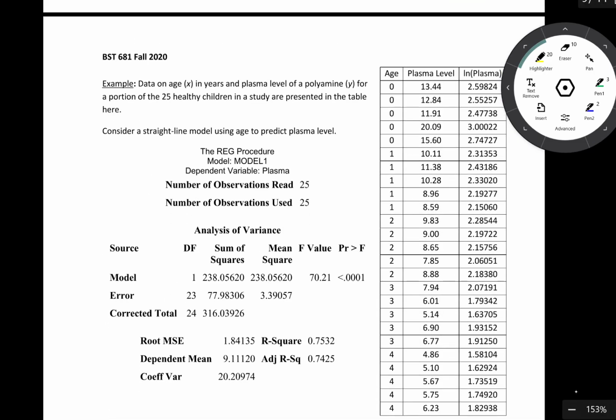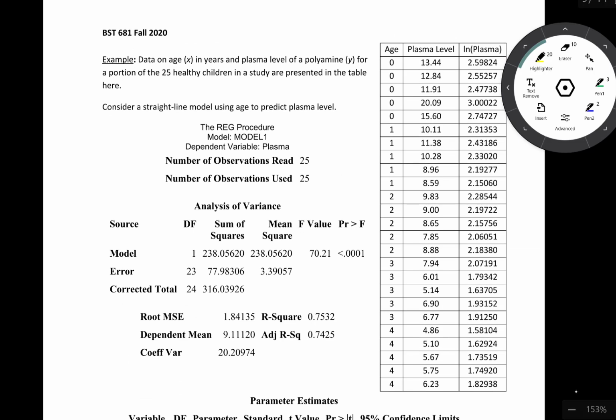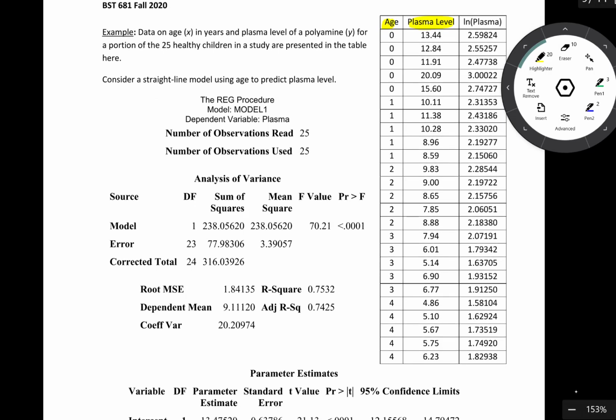Alright, so let's look at an example. Data on age in years and plasma level for a portion of 25 healthy children in a study are presented in the table here. So we have age and we have plasma level. First, let's consider a straight line model using age to predict plasma level.